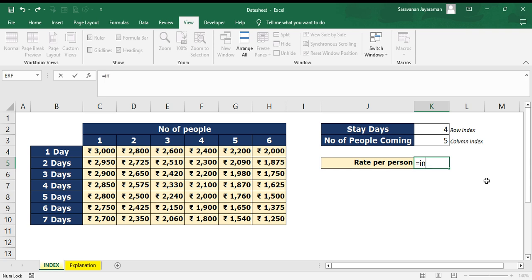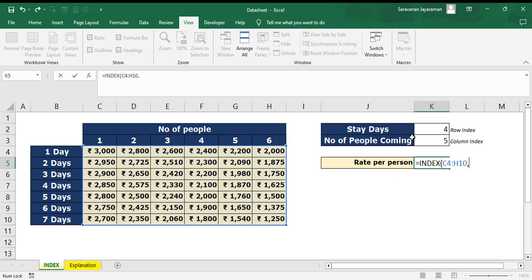Type INDEX, open bracket, and the array. Array is the data where we have. So we'll select from C4 to H10, which is where our data lies. Now comma, and the second argument is row number. Row number is from the data which we have selected. So this will be first row, second row, third row, fourth row. Horizontal lines are rows and vertical are columns. So this is the first column, second column, third column, fourth column, fifth column.